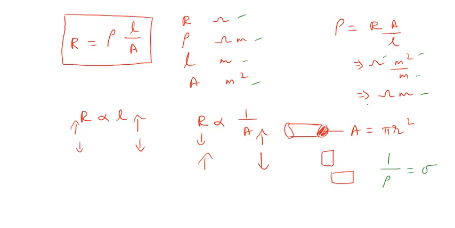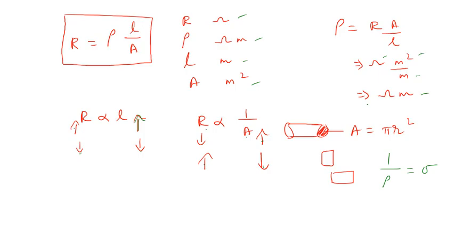R is directly proportional to length. Resistance is directly proportional to length of the conductor. Therefore, if length increases, resistance is going to increase. If length decreases, resistance is going to decrease. Resistance is inversely proportional to cross-sectional area. So, if cross-sectional area, that is thickness of the conductor, increases, resistance will decrease. If the cross-sectional area decreases, resistance will increase, because resistance is inversely proportional to cross-sectional area.